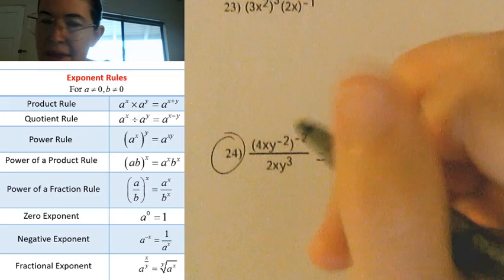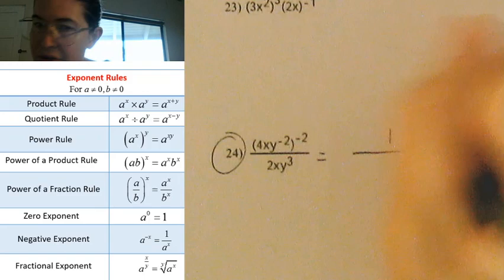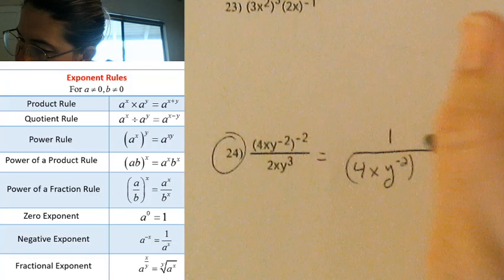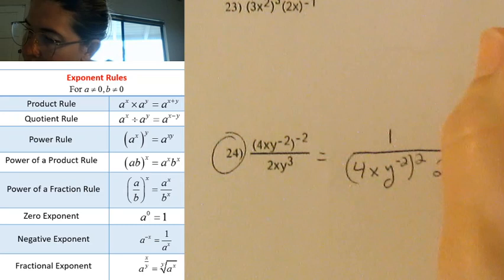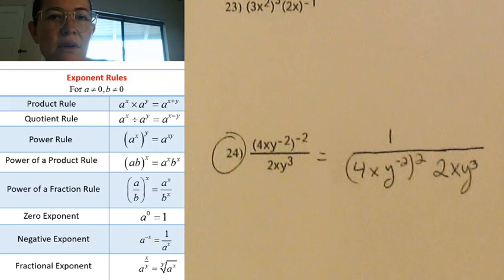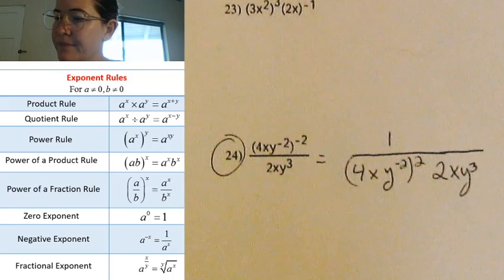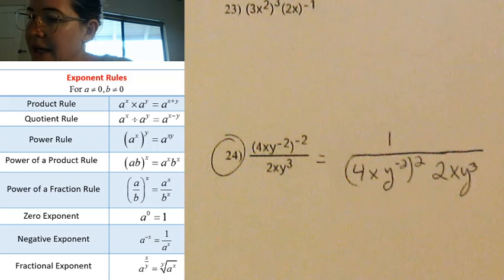So up top, I've got nothing left, just a 1. And then in the bottom, I've got 4, x, y to the negative 2, all squared. And then I've got 2xy cubed. All right. So now I'm going to deal with that 2, and I'm going to start distributing it. You can do it either way. There's so many ways to do exponents, and you kind of just get a feel and do what you start liking to do. Kind of reevaluating this, I may have done it slightly different, but anyway, so let's start distributing that 2.